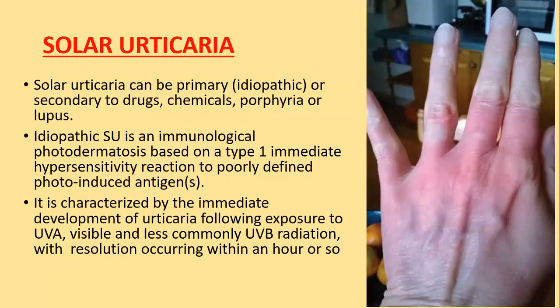Then the fifth disease I'm going to cover today is solar urticaria. Solar urticaria can be primary, idiopathic, or secondary to drugs, chemicals, porphyria, or lupus. Idiopathic solar urticaria is an immunological photodermatitis based on type 1 or immediate hypersensitivity to poorly defined photo-induced antigens. It is characterized by immediate development of urticaria following exposure to ultraviolet A, visible, and less commonly UVB radiation, with resolution occurring within an hour or so.